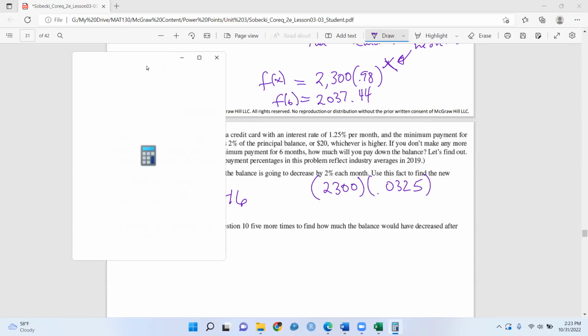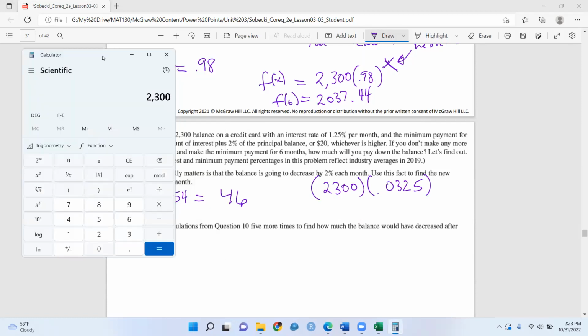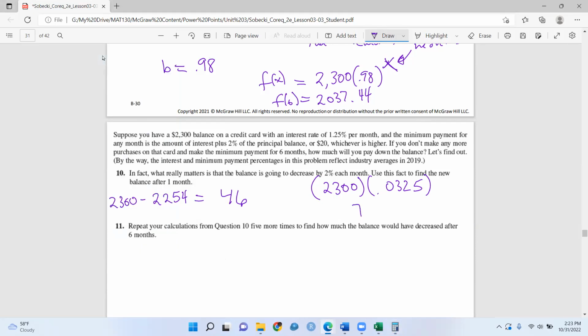So the total payment we made that month is $74.75. So we had to pay this much to bring our balance down $46. Go 6 months out, and we've now only paid down 2,000. We've only got our interest down to this, right?